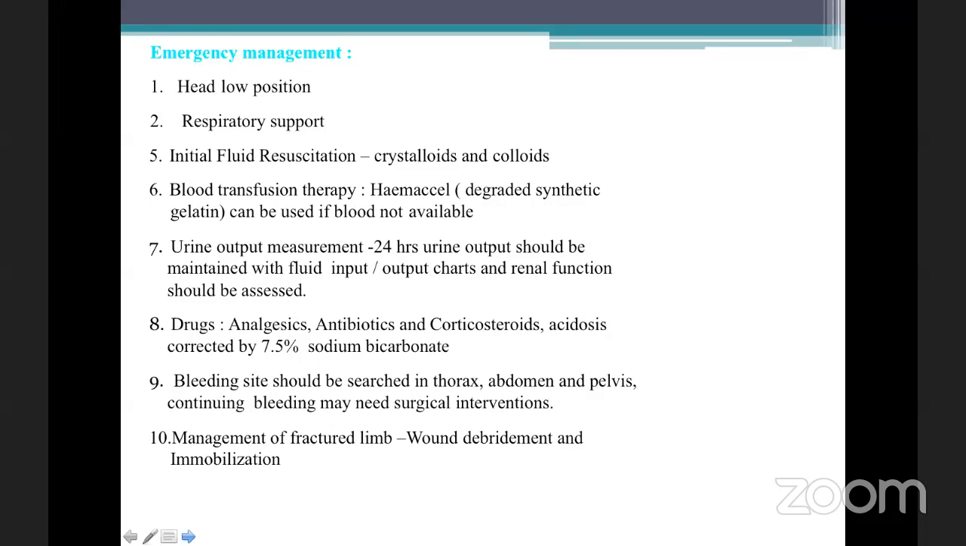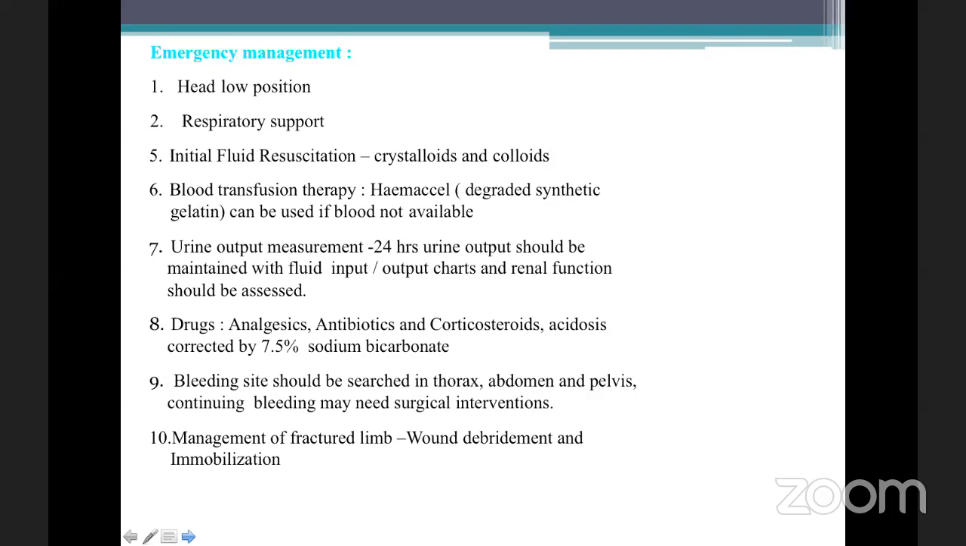hypovolemic shock is setting in. Urine output has to be monitored to look for any sort of renal shutdown. If any renal shutdown is seen, it is an alarming sign that you are going into a dangerous state. The bleeding site should be searched to look for any unrevealed or internal bleeding, like in the thorax, abdomen or pelvis, and has to be taken care of. A fractured limb has to be splinted, and if it's an open fracture, wound debridement and external fixation have to be taken care of.